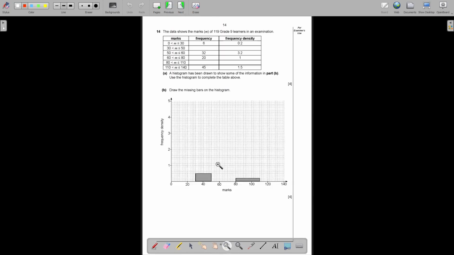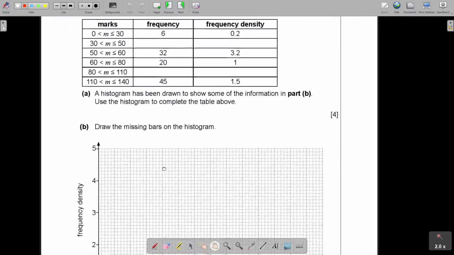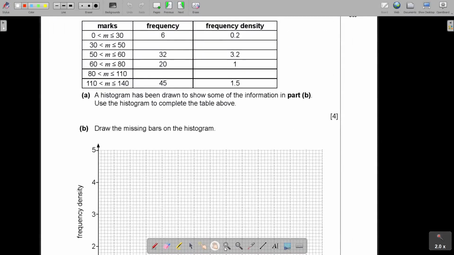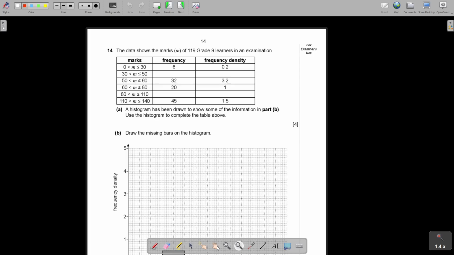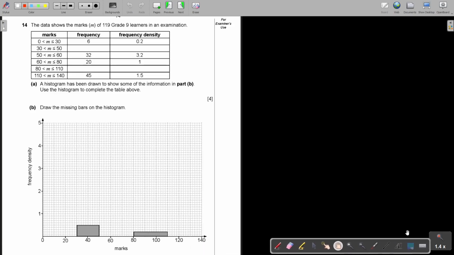Number 14. Just want to make it a bit smaller. It's too big now. And there it is. Okay. And this looks like what to you? It looks like statistics.